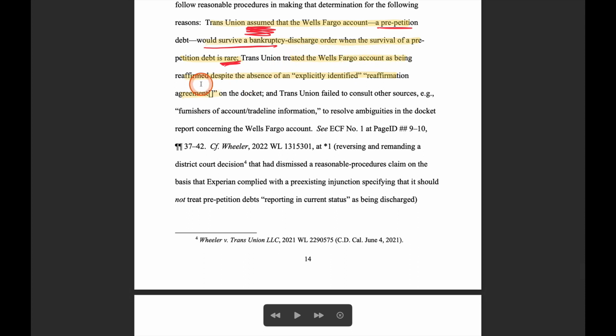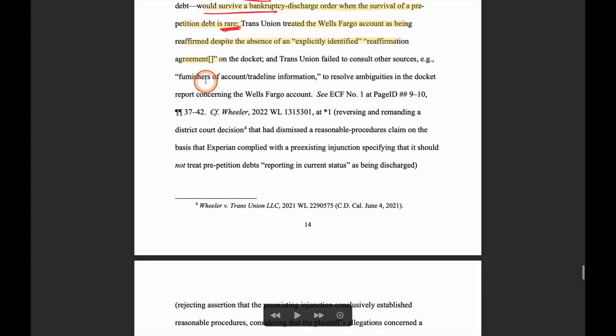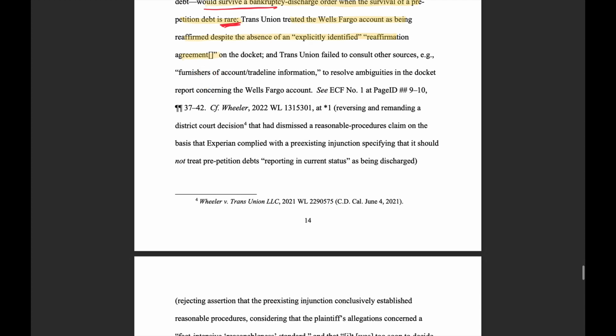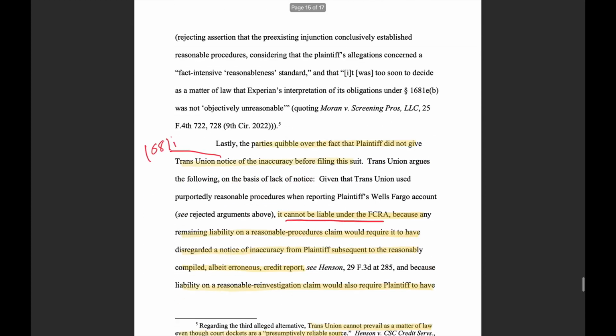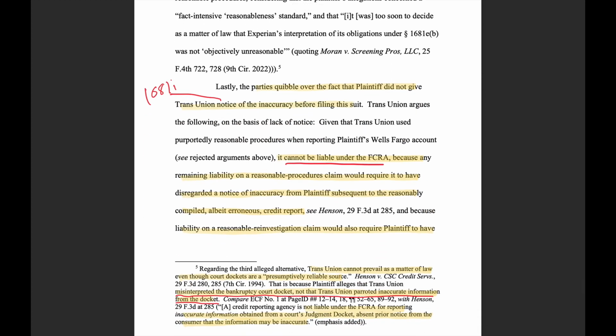Reaffirmed is where your debt would be discharged, but you tell the court, special procedure for this, you say, I want to be obligated again on this debt. I do not want to be discharged. I want to reaffirm, to reestablish this debt. And so they're saying TransUnion treated that as being reaffirmed despite there being no evidence of that in the bankruptcy docket. And so the judge says, well, see, all those are reasonable alternatives.